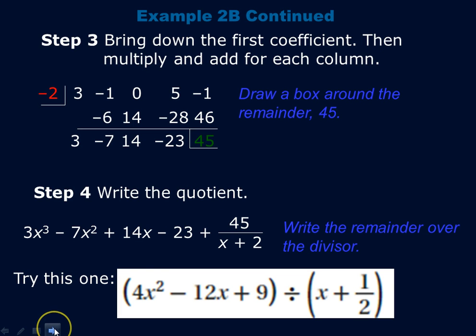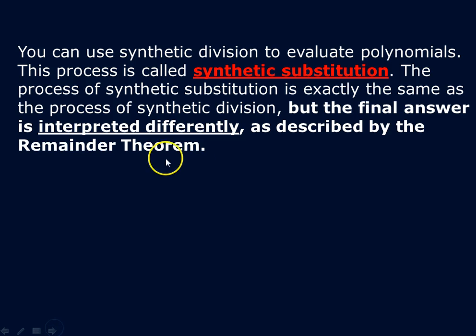Alright, next thing we've got to go over is synthetic substitution. This is actually very easy because you're going to do the exact same thing that we just did with synthetic division. The thing about synthetic substitution is even though we work it the same way, the answer means something different. Alright, and that's going to be described here in the remainder theorem.